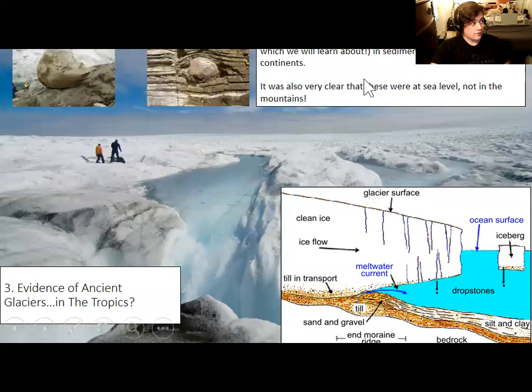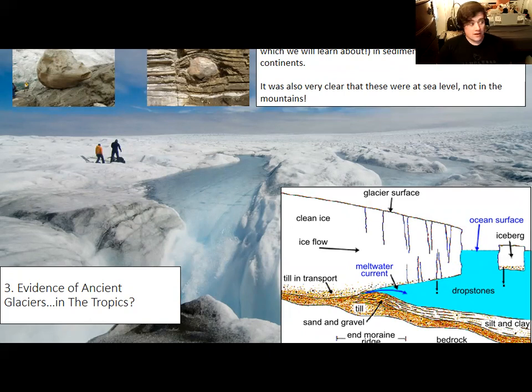They also found glaciers in the tropics. They found evidence of glaciers that had clearly been at sea level, that weren't mountain glaciers.